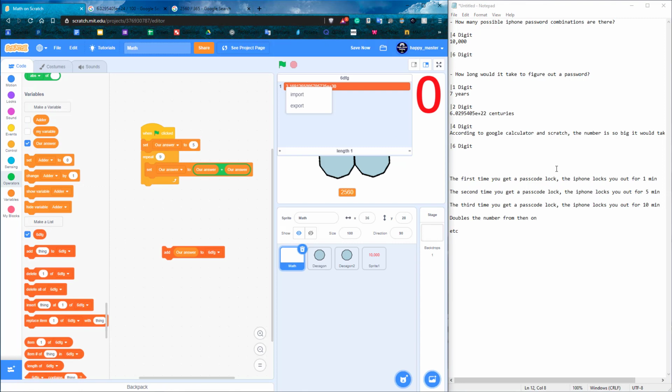I really don't want to do this all over again, so I will let you guys figure it out for the 6-digit passcode. Hopefully one of you has a calculator that can actually fit a number that's big enough and doesn't just say infinity. So I'll let you guys figure out how long it would take to figure out the 6-digit password. Actually, I'll do the combinations for you, but not how long it would take.